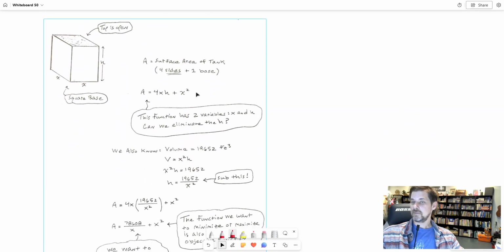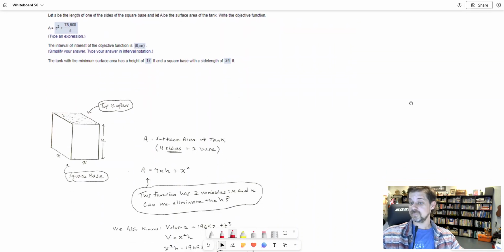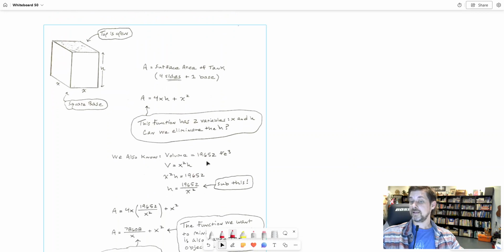Now, the problem with this is that it has two variables, x and h. Okay, it has two unknowns. And we don't really deal with functions like that unless we take advanced calculus. So, can we eliminate h is my next question. You might think, well, we didn't incorporate this bit of information that the volume of this box has to be 19,652 cubic feet. So I can use that to eliminate this h out of there.